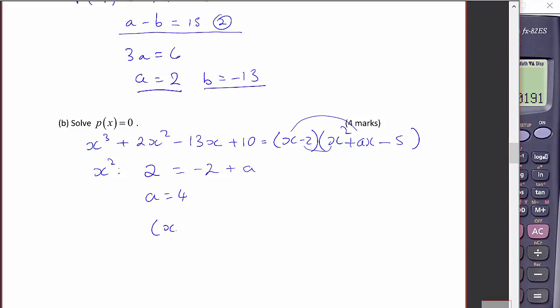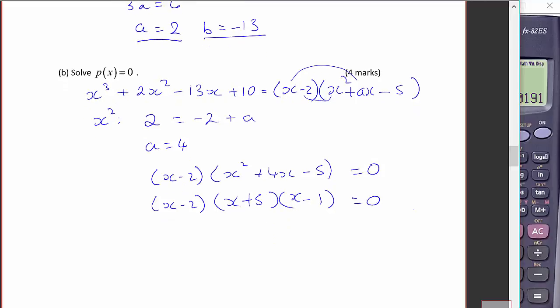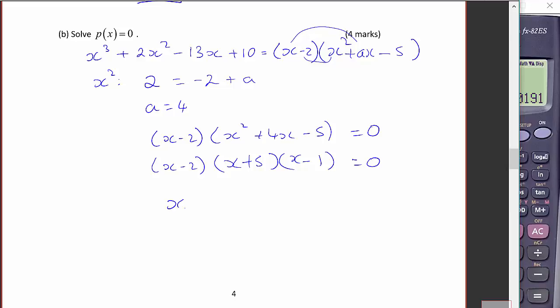So I now have x minus 2, x squared plus 4x minus 5 equals 0. So x minus 2, so x and x got to be 5 and 1, plus and minus would do the trick. So I've got x is equal to 1, 2, or negative 5.